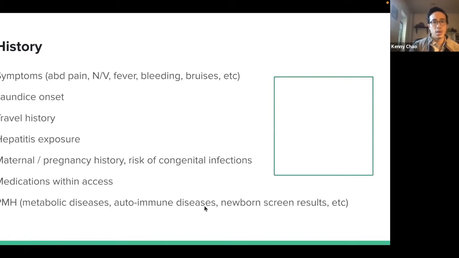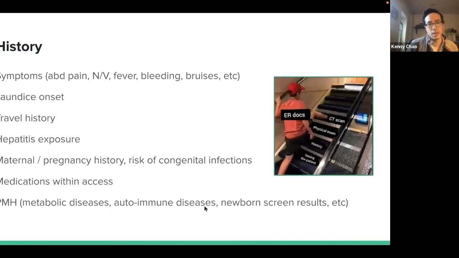So in terms of your workup, you want to get a good history, just find out about the symptoms, when the jaundice started, some travel history, hepatitis exposure. You also want to get a pregnancy history and assess for risk of congenital infections, as well as medications they have access to. And then, of course, your past medical history: metabolic diseases, autoimmune diseases, and newborn screen results.